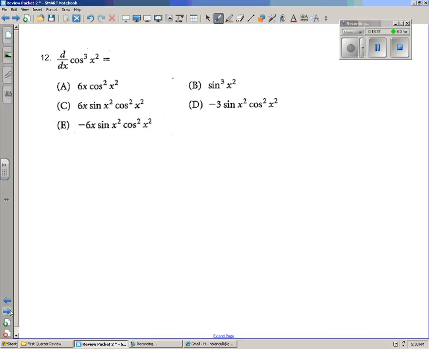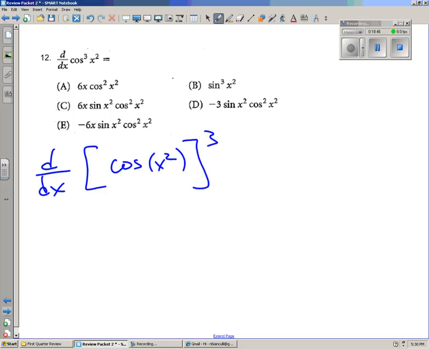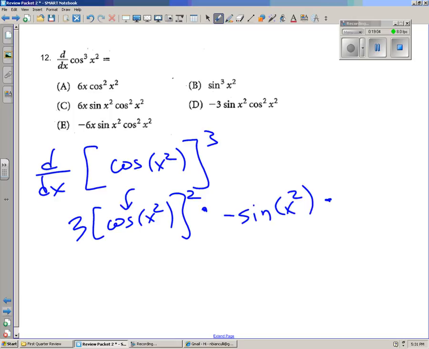Number 12. They love double chain rules. So first things first, I want to write this as cosine of x squared raised to the 3rd. That's much better. So now we're gonna take the derivative of stuff to the 3rd, which is 3 times stuff squared times derivative of stuff. So inside the stuff we have cosine of stuff. So the derivative of cosine of stuff is negative sine of stuff times the derivative of the stuff, which is x squared, which is 2x.